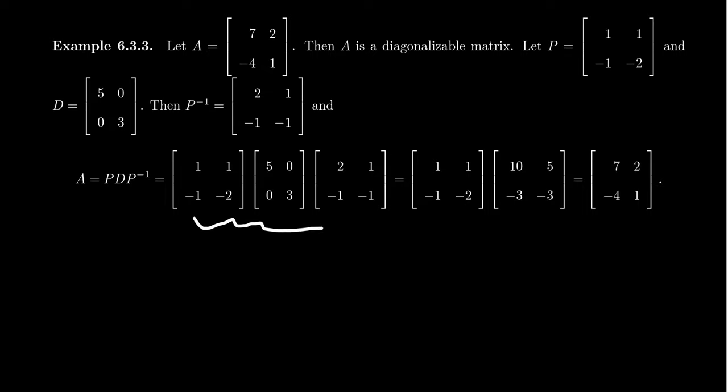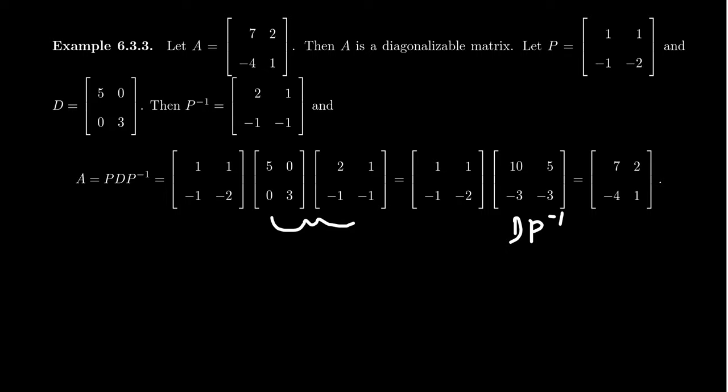Now, one thing to remember is when you multiply by a diagonal matrix, if you multiply a diagonal matrix on the left, you're going to scale each of the rows by the corresponding value. So if you take this product, 5, 0, 0, 3 times P inverse, this will have the consequence that you're going to scale the first row by 5, so you get 10 and 5, and you're going to scale the second row by negative 3. So multiplication by a diagonal matrix is pretty quick and slick. So this matrix right here is none other than just D P inverse.